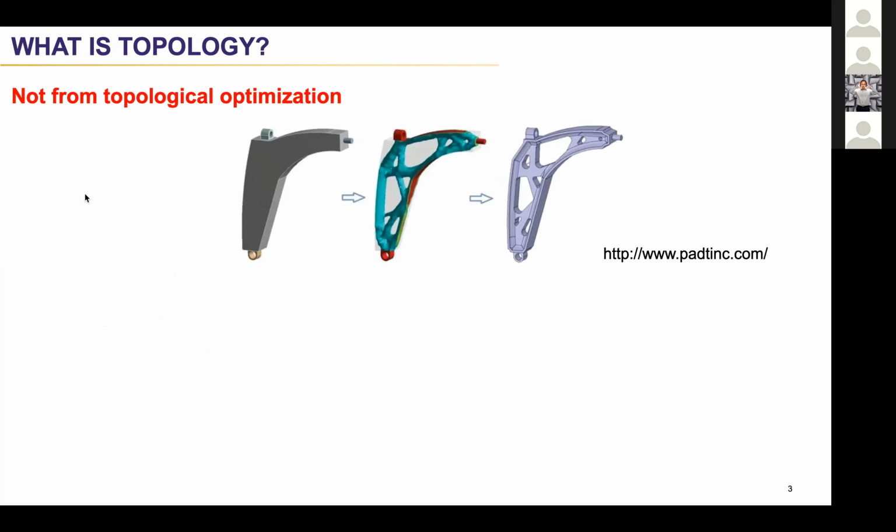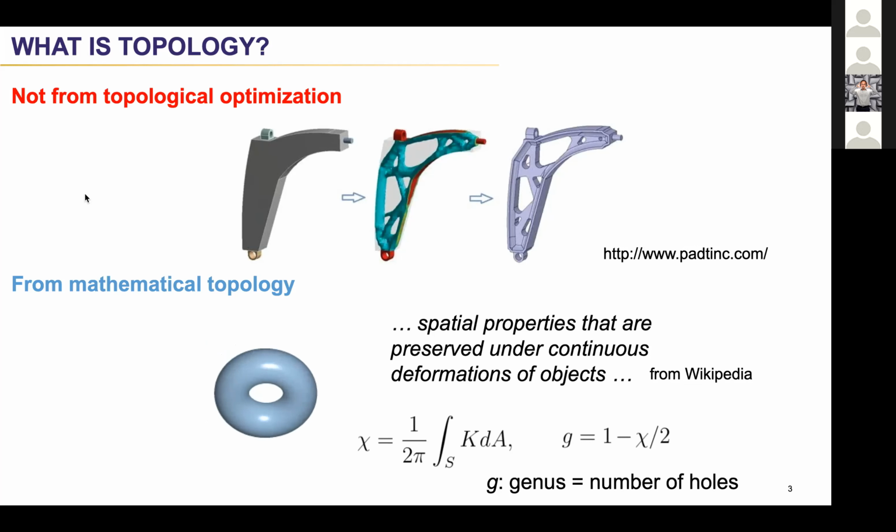So the topology we talk about here is not from the topological optimization that engineers are generally familiar with. It is more related to the mathematical topology that studies spatial properties that are preserved under continuous deformation of objects. This cup and the donut have the same topology, which can be characterized by the genus, which is simply the number of holes in these objects. Since the number of holes is 1, these objects have the same topology.